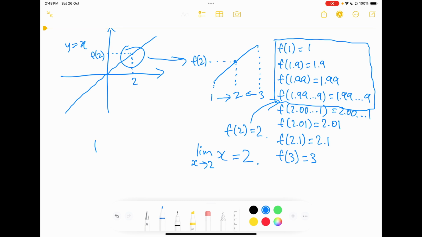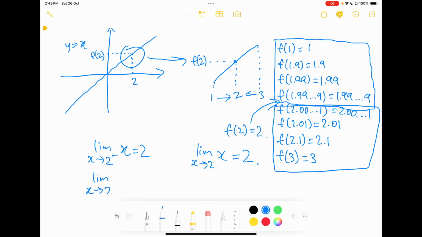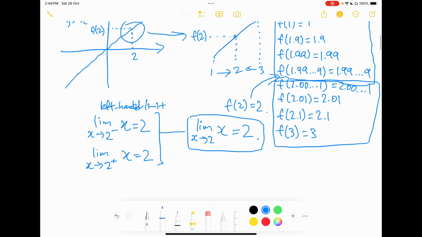So we say that the limit as x approaches 2 from the left-hand side, we use negative because negative is on the left, right, of x is equal to 2. And likewise, for the other set of values, we used values greater than 2 and made our way down. So this is x approaching 2 from the right-hand side. So notice that the combination of these two, left-handed and right-handed limits, give you the standard limit. So this is left-handed, and this is right-handed.